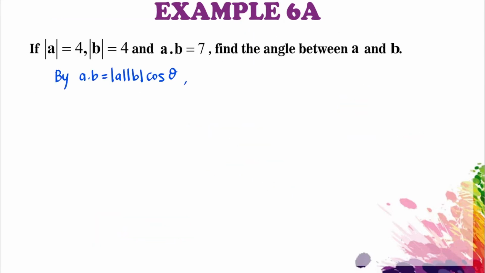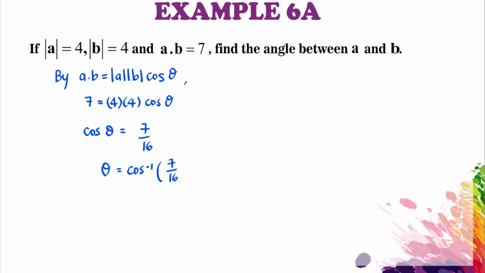A few examples. Example 6a. Given magnitude A and B equal to 4, and the value of A dot B equal to 7, find the angle between A and B. By the scalar product definition, we have this formula. So we can substitute A dot B equal to 7, and the magnitudes, 4 times 4, and then cos theta. Make cos theta the subject first, so we have 7 over 16. Then making theta the subject, we have inverse cos of 7 over 16. So we get the value in degrees, which is 64.06 degrees. Easy, right?